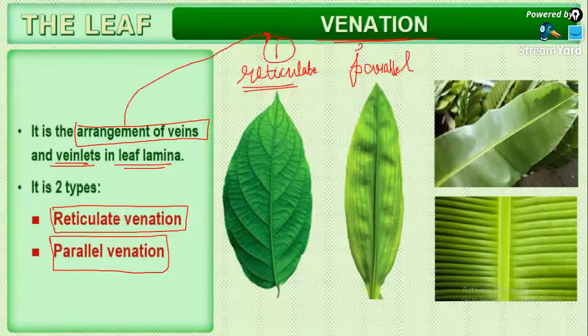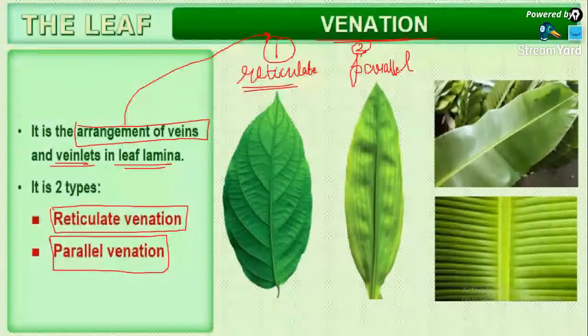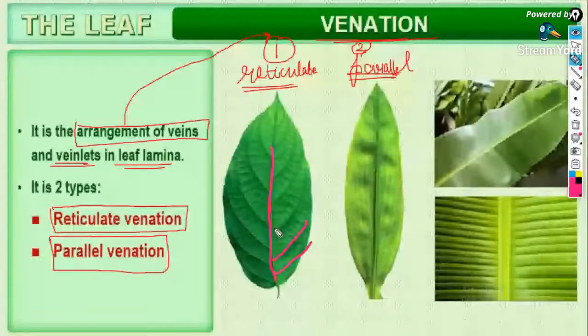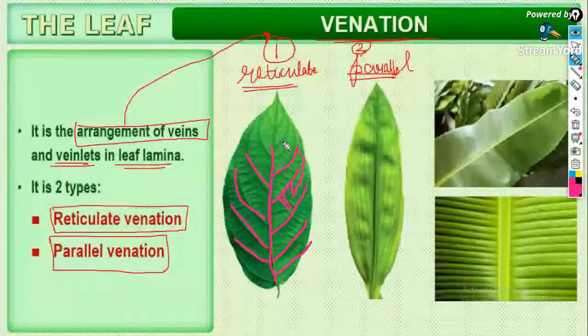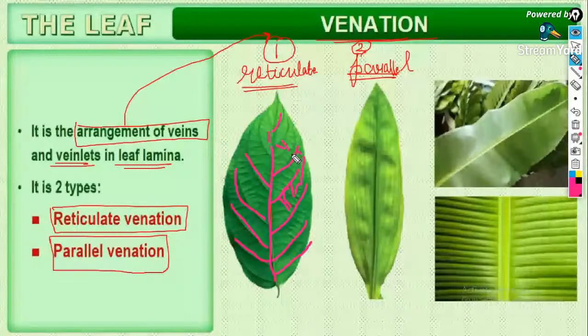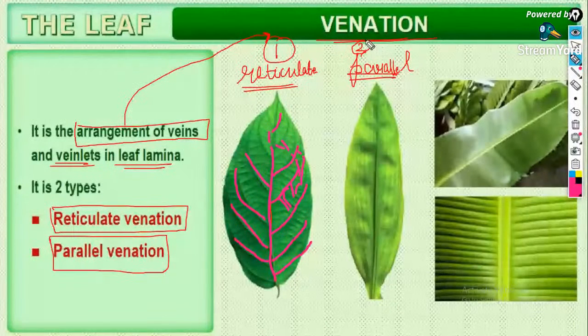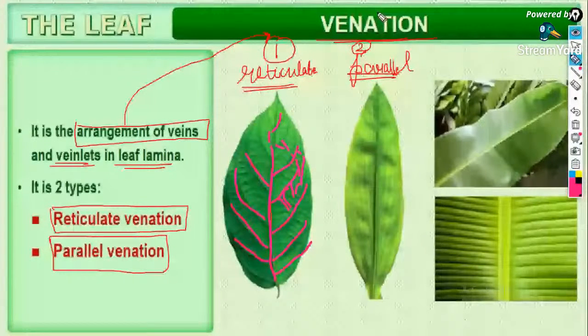Look at this. This is a large midrib. The midrib, look, the veins are arranged reticulate. Look, these are the main veins. They will just distribute like this, not in an orderly manner, but arranged like a mesh network, and that is why you will call it a reticulate venation.